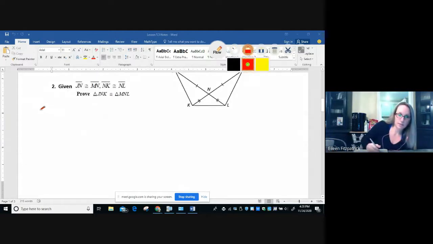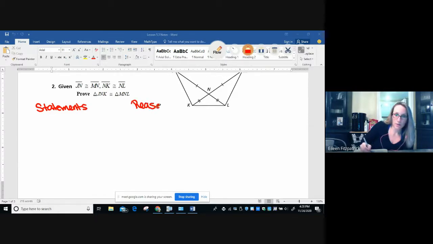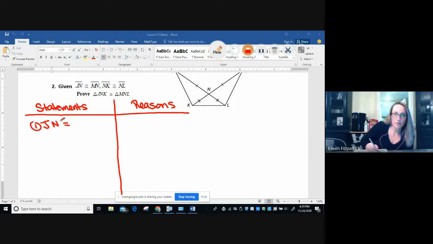All right, set up my statements and reasons. We're given 2 pieces of congruency information to start, and it looks like it's already marked on the diagram. So I'm given that JN is congruent to MN, and that NK is congruent to NL. It's given.